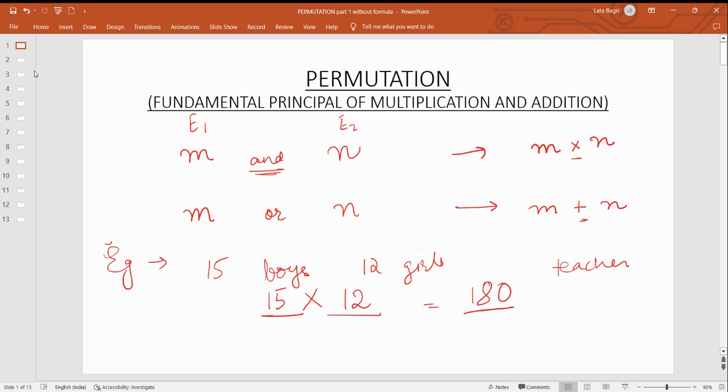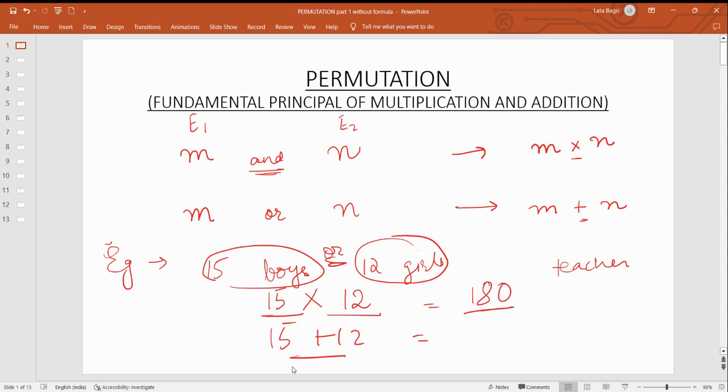But let us take the same situation, but the teacher has to select either a boy or a girl. So if the teacher selects a boy, then she doesn't have to select a girl. So whenever there is an or, you either select a boy or a girl, then you add it. 15 plus 12 is equal to 27. So if the teacher has to select either a boy or a girl, then there are 27 ways in which the teacher can do it. But if the teacher has to select a boy and a girl, then there are 180 ways. This is the fundamental principle of multiplication and addition.